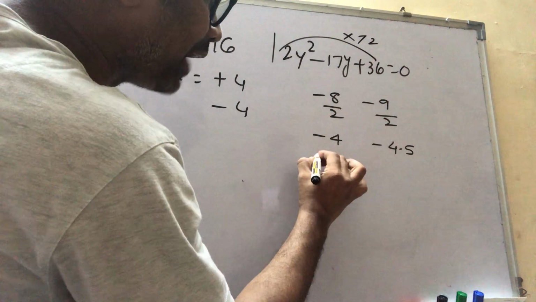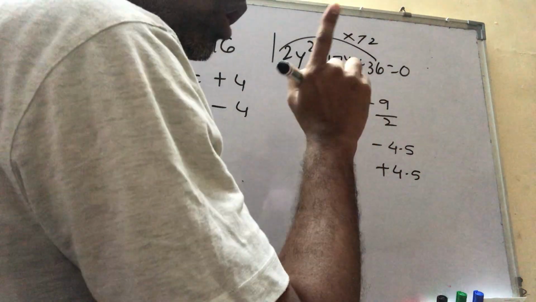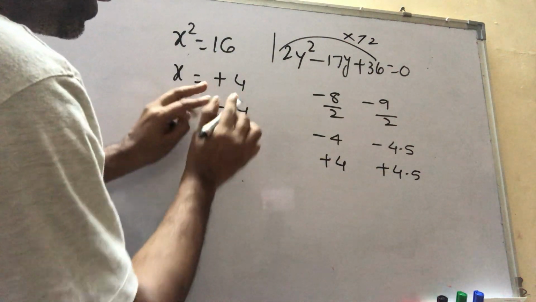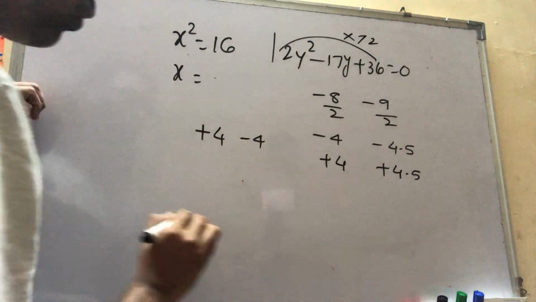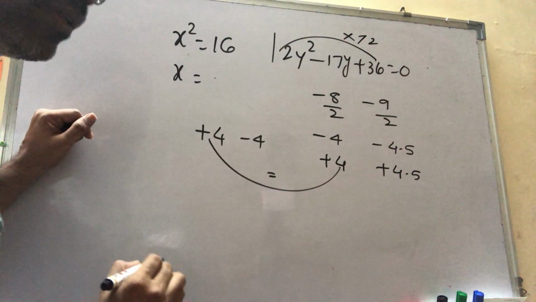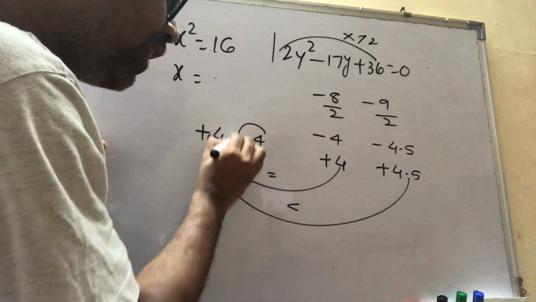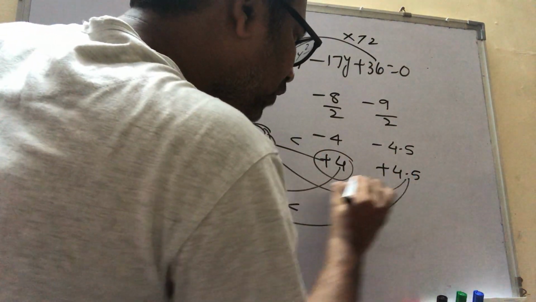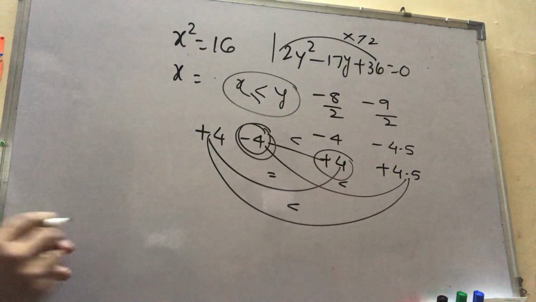So when you take it on that side, that will become plus 4 and plus 4.5. Don't forget to take it across, otherwise you will not change the sign, and if you forget to change the sign, you may go wrong. Now you just have to compare. I'll write here plus 4 and minus 4. If you compare plus 4 with plus 4, both are equal. Plus 4 with plus 4.5, obviously 4.5 is greater. Minus 4 with plus 4, obviously plus 4 is greater. And minus 4 with 4.5, obviously 4.5 is greater. So my answer is: y is greater than or equal to x. Write this down.